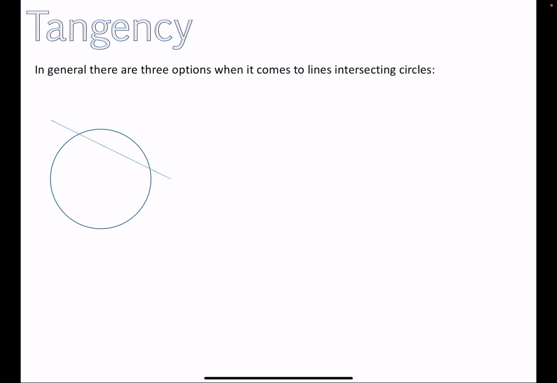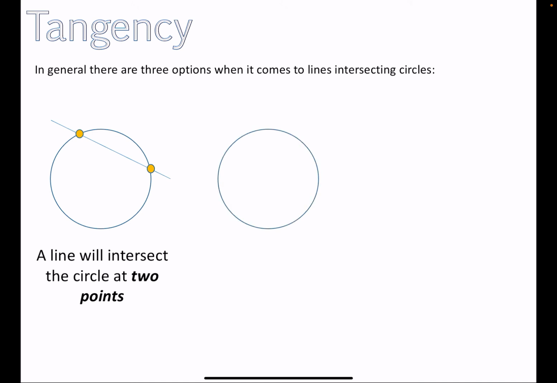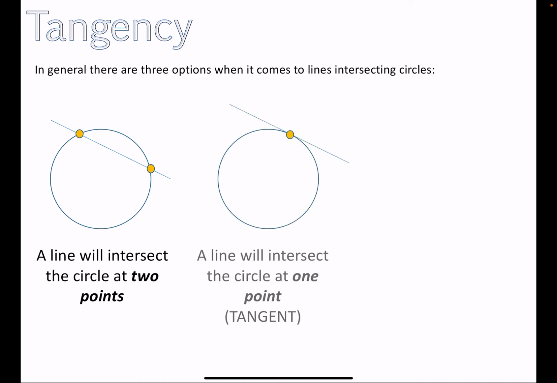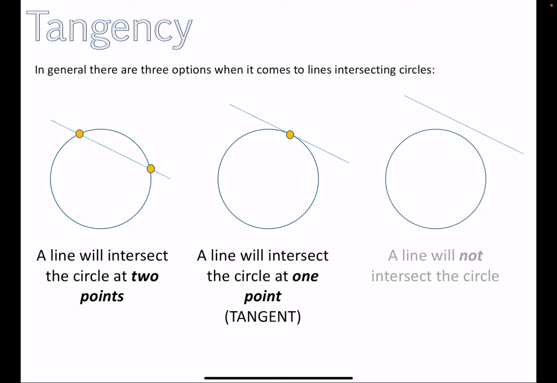So we're either going to have this situation where we have 2 points of contact. Or we just have 1 point of contact, in other words, we have a tangent. Or the final option is that we have no points of contact. So hopefully this rings bells in your head where we've used something like this before.